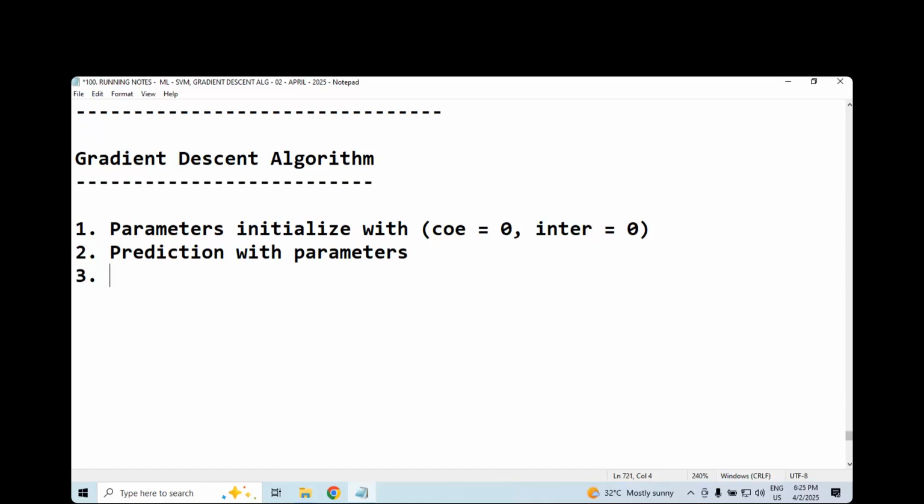Sir, once you have done the prediction, what is the third step? Cost function is involved actually. Why cost function? To check error. Are you with me or not, sir? Why? Because the cost function knows the actual value and the prediction value.